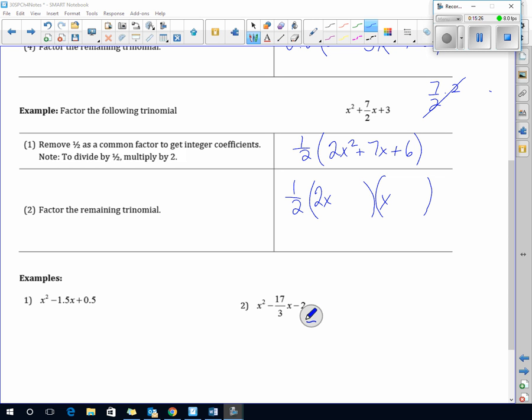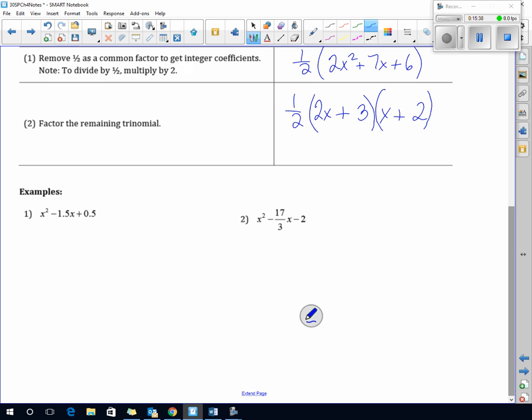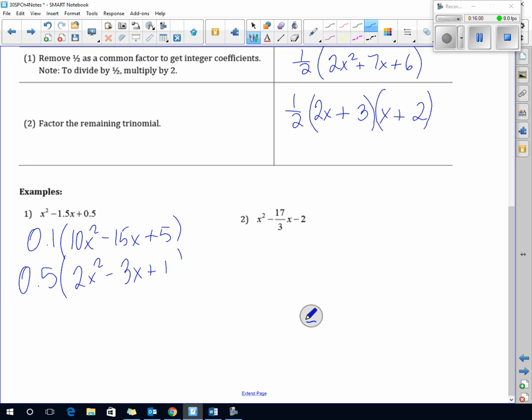Okay, so let's try the next two on our own. Look back if you can and try them out. Okay, so I take out a 0.1. So then I get 10x squared minus 15x plus 5. Then I take out a 5. So then that's 2x squared minus 3x plus 1. And then 2x minus 1, x minus 1. Did you get that? Okay.